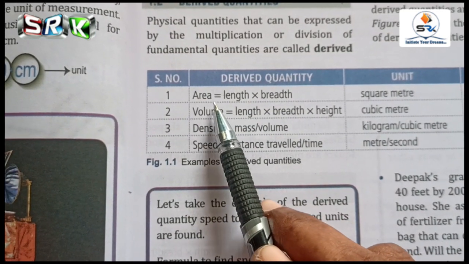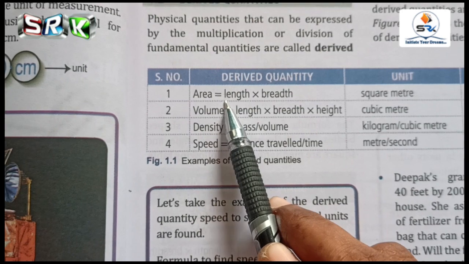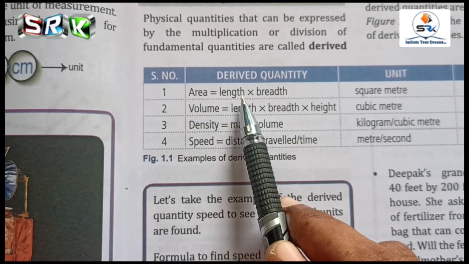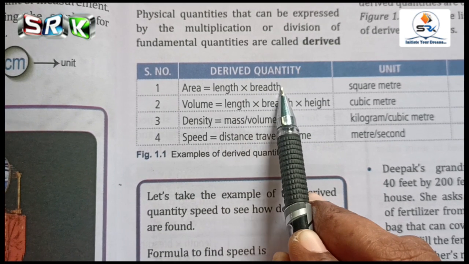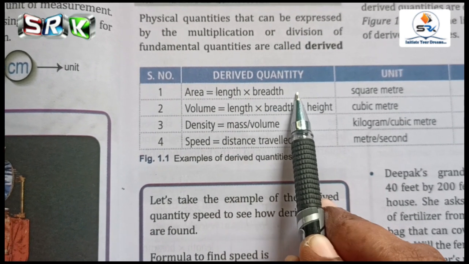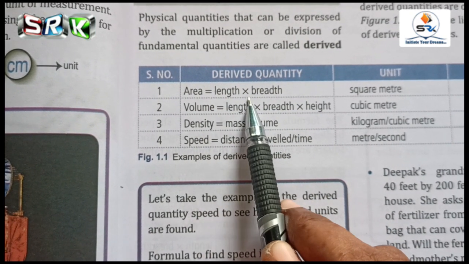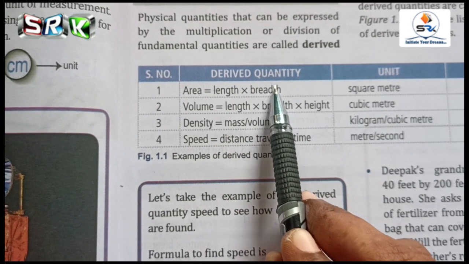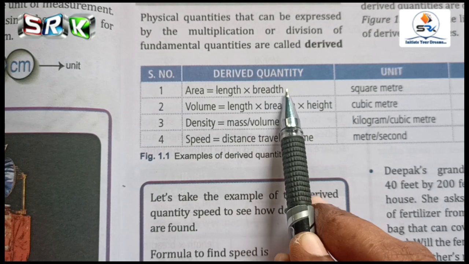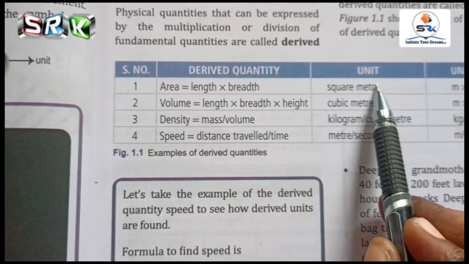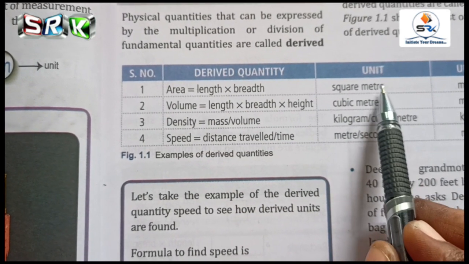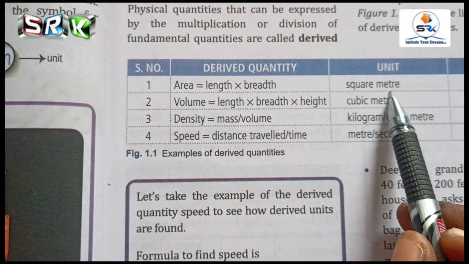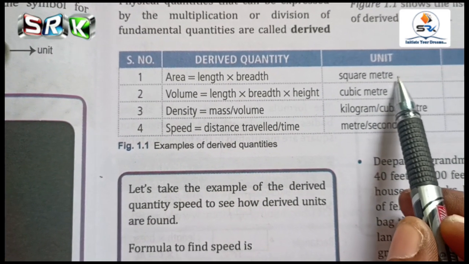First is area. You will get area by multiplying length into breadth. So area is equal to length into breadth. How will you calculate the area of a surface? By multiplying length into breadth, isn't it? So what is the unit used to represent area?